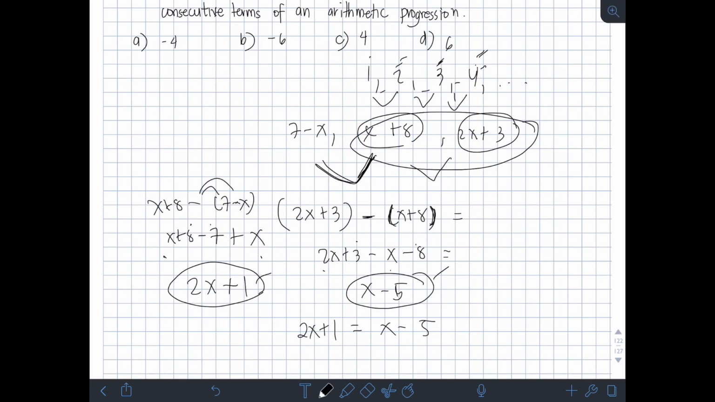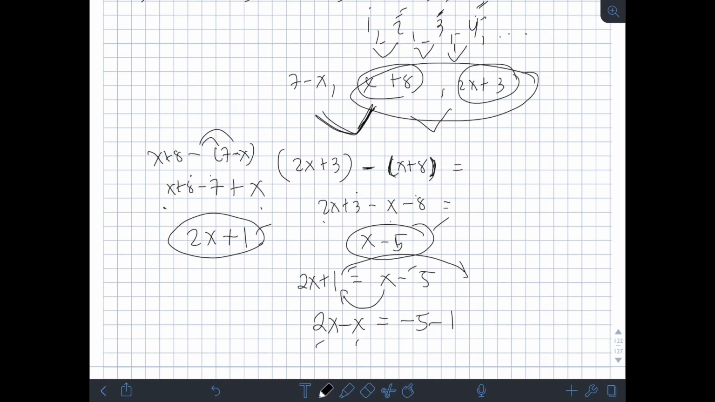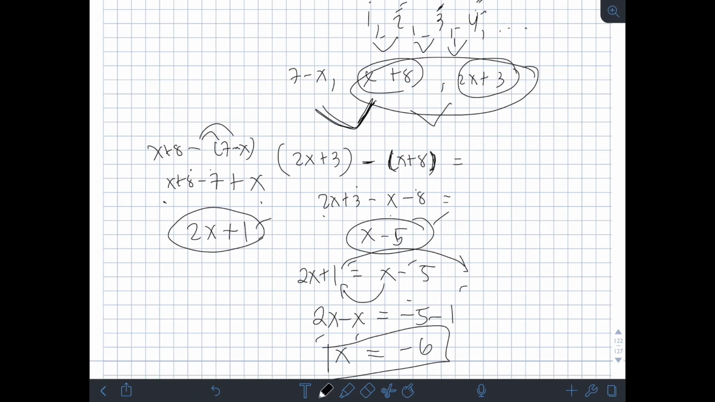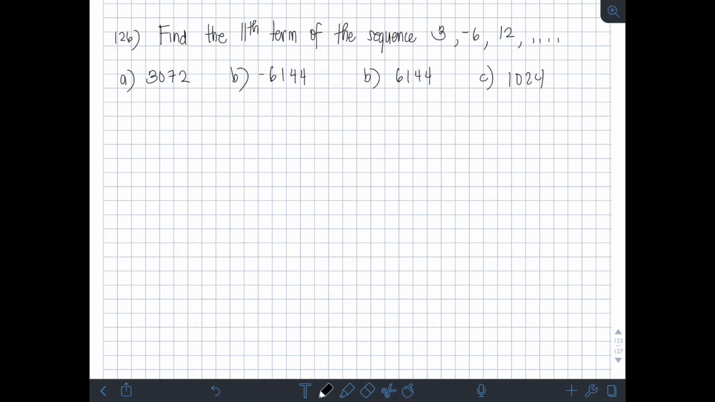Right? So, solving for x, transpose si x dito, transpose si positive 1 dito, we have 2x minus x is equal to negative 5 minus 1. So, 2x minus x is x equals negative 5 minus 1 is negative 6. So, therefore, x is equal to negative 6. Letter B. Okay? Next, we have find the 11th term of the sequence 3, negative 6, 12, dot, dot, dot.